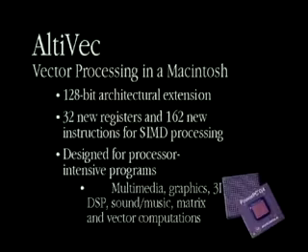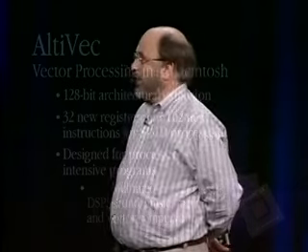So in very brief summary, this will bring true vector processing to the Mac. It's a 128-bit architectural extension. It includes 32 new registers in support of these extensions, over 160 new instructions for single instruction multiple data processing, and all this has been specifically designed for applications which are extremely processor or memory bandwidth intensive. So the usual collection of multimedia, graphics, 3D, DSP, and technical computations which tend to be matrix and vector oriented.